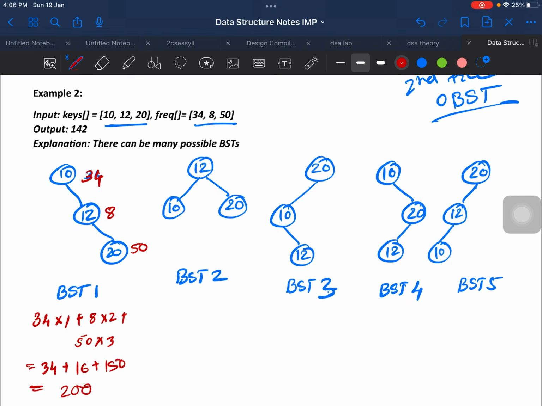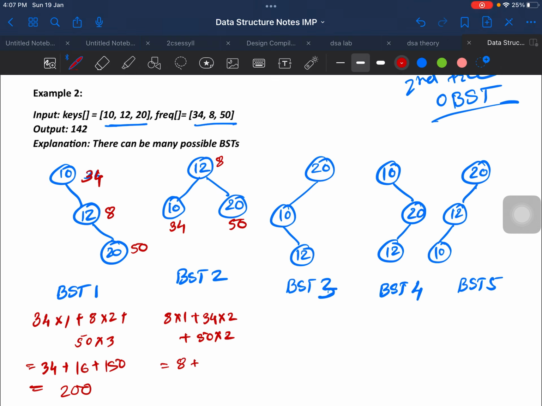Okay, now let's see the cost of BST2. So 10 is 34 times, 12 is 8 times, and 20 is 50 times. Okay, now let's see. So 8 into 1 plus 34 into 2. Okay, because second level. Then plus 50 into 2. Okay, because second level. So let's see what is the total.